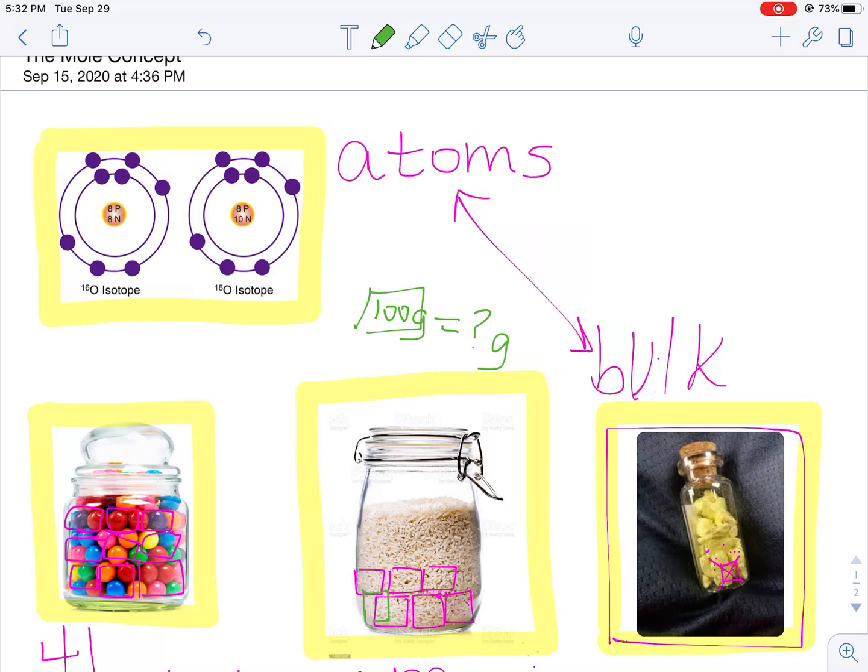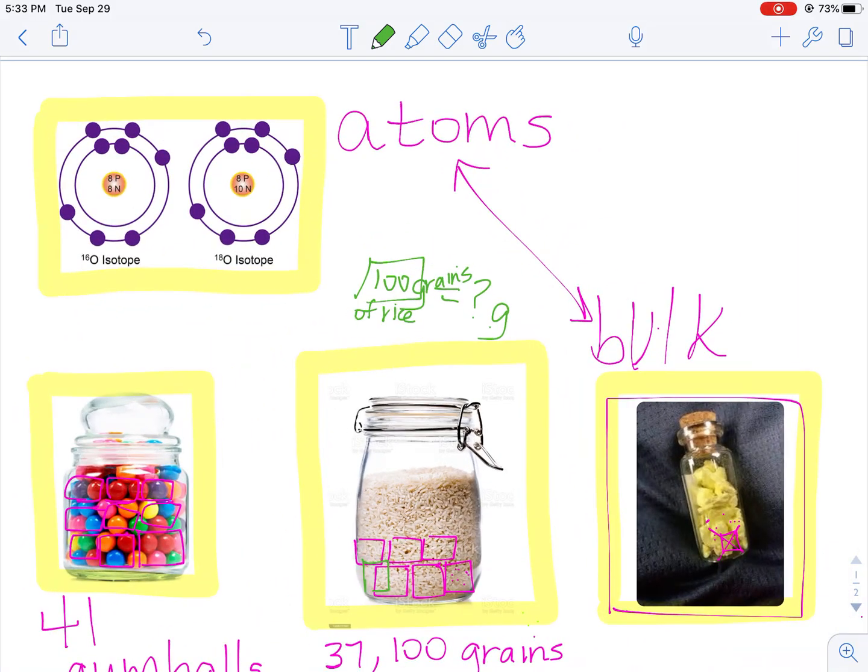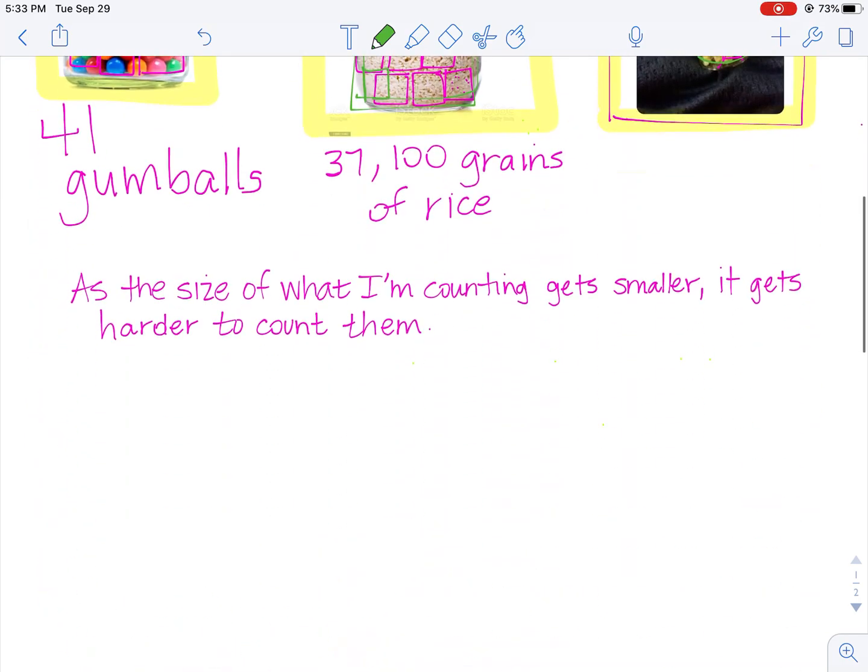And when I knew the mass of 100 grains of rice, sorry, I don't want to say grams there, it's grains of rice. If I know what mass 100 grains of rice have, and then I take the mass of this whole entire jar and figure out how many bunches of 100 there are, then I can make a better estimate. And that, my friends, is exactly what happens when we're dealing with atoms and molecules at the bulk level and want to translate to what's going on at the atomic level.